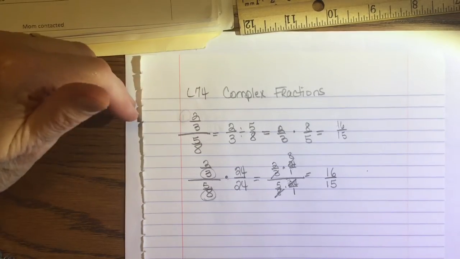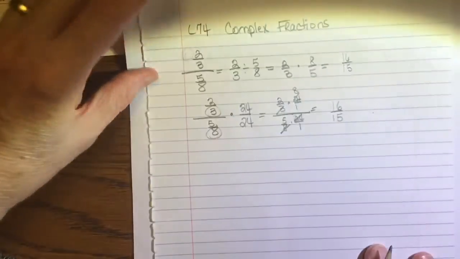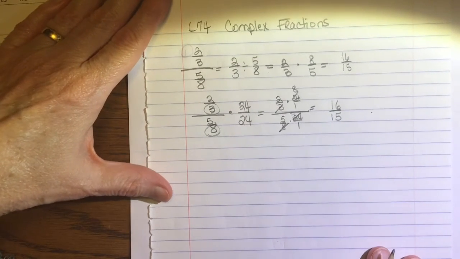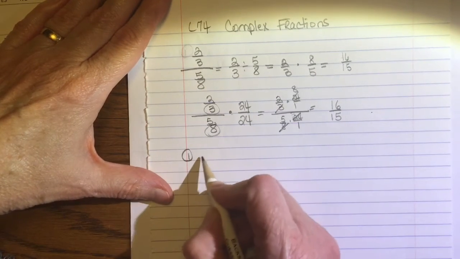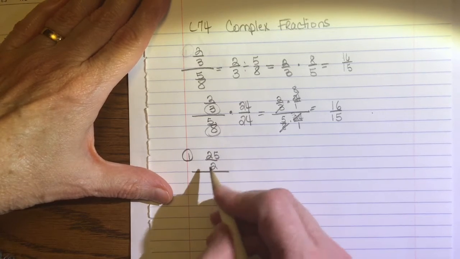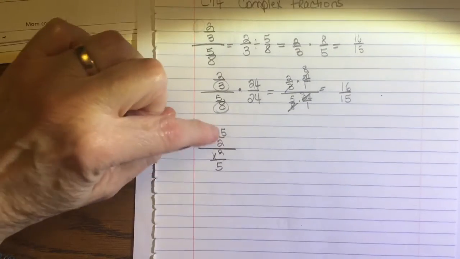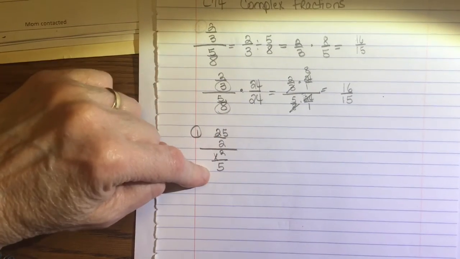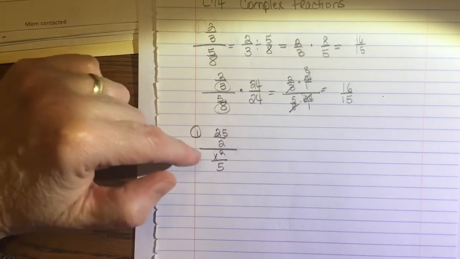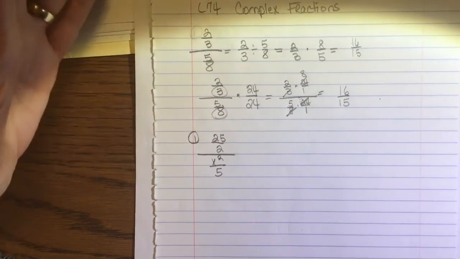Now that seems a little more complicated, but especially when you get some variables in it, it can get a little crazy. Let's do 25 over 2 over x squared over 5. Now with each term, the numerator, denominator being just monomials, one term, not a binomial or anything like that, you could just about do it either way.